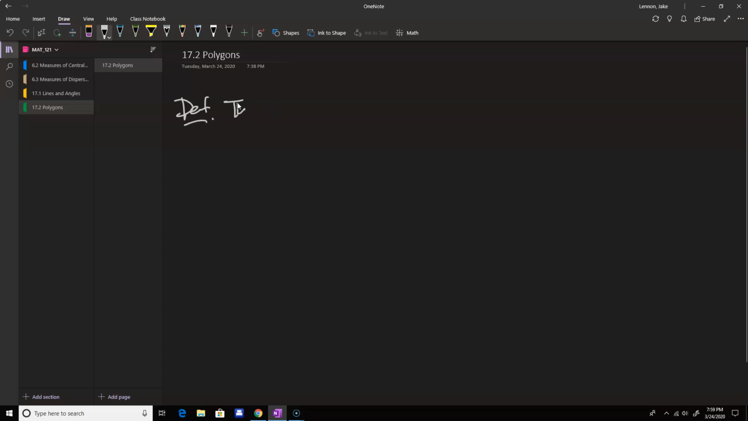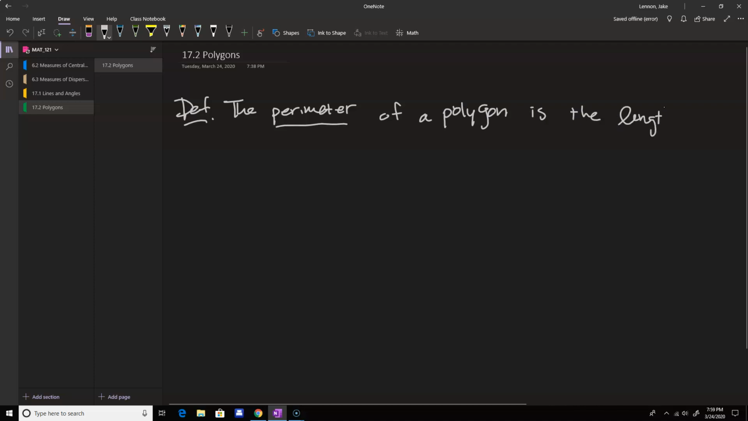The perimeter of a polygon is the length of the sides added together. So sometimes you'll see them in the textbook write down some formulas for these things, but really there's nothing too complicated about figuring out a perimeter type of situation. You just add the sides together.